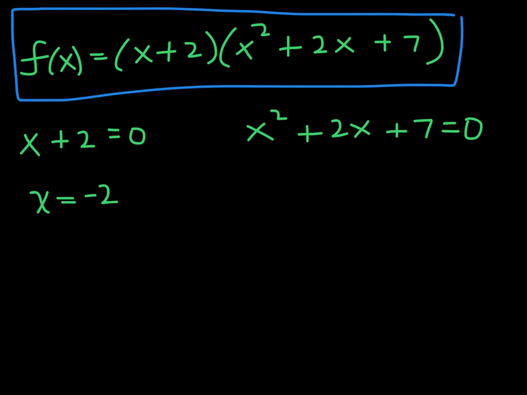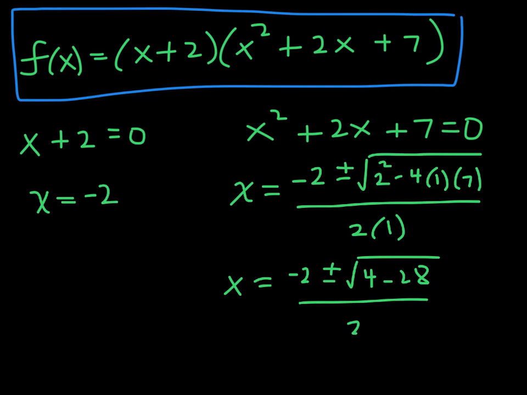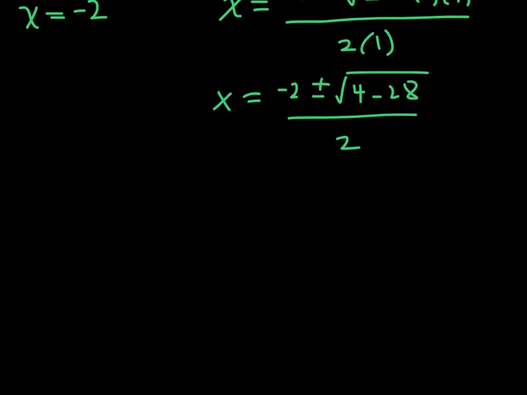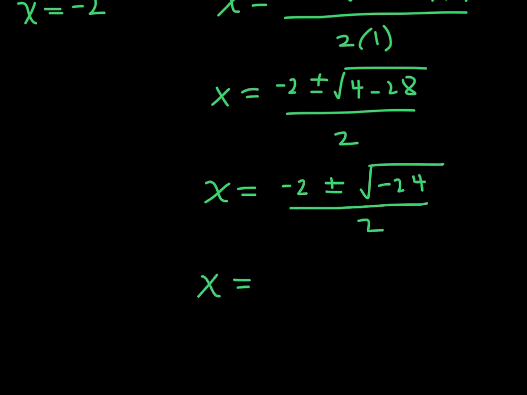For the quadratic formula, we'll get x is equal to negative and then positive 2 plus or minus the square root of 2 squared minus 4 times 1 times 7. This is the quadratic formula, all over 2 times 1. So then x would be equal to negative 2 plus or minus the square root of 4 minus 28, and then all of this is over 2. We need to move down here. And then this means x is equal to negative 2 plus or minus the square root of negative 24 all over 2. Now, a lot of simplifying here.